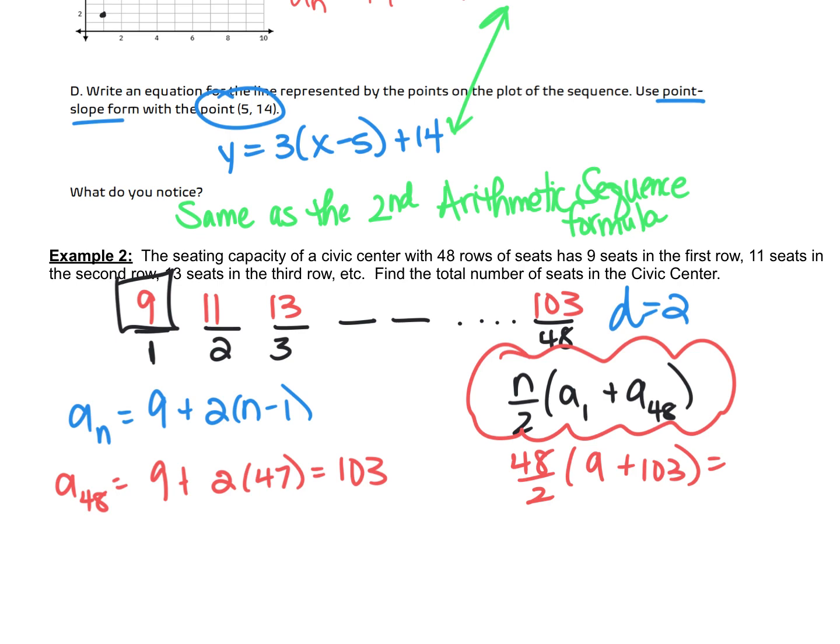What was our total there? Yes, by all means, use a calculator. 2,688. Yeah, 2,688 seats. What I would anticipate on the AP exam is them being sure that you recognize that that is an arithmetic sequence, possibly finding a specific row or something like that. Okay? What is that for? The sum. Yeah, the sum of all terms.